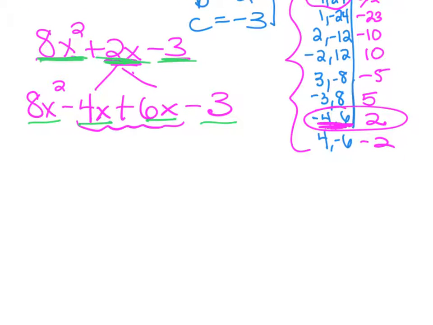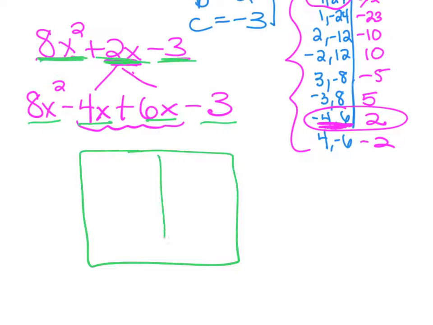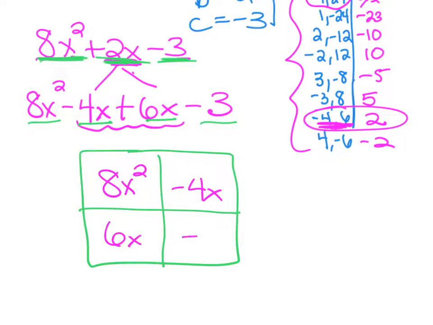So if I scroll up here a little bit and create my box, my 4 squares, I record in the box 8x squared minus 4x, 6x, and minus 3. I'm going to go ahead and factor horizontally. So 8x squared minus 4x, if I look at those two terms together, side by side, the common factor would be 4x.